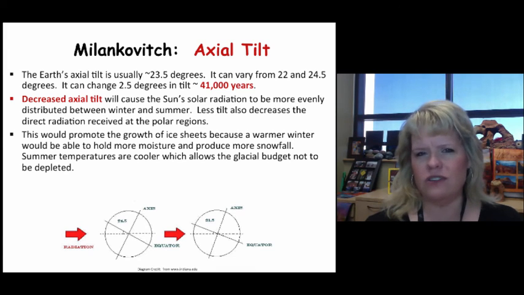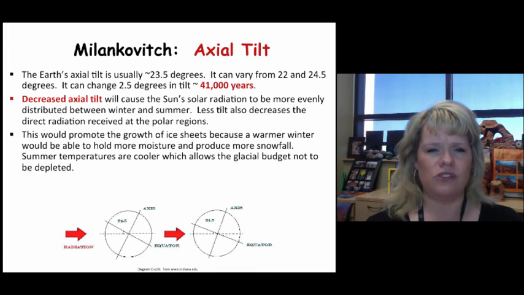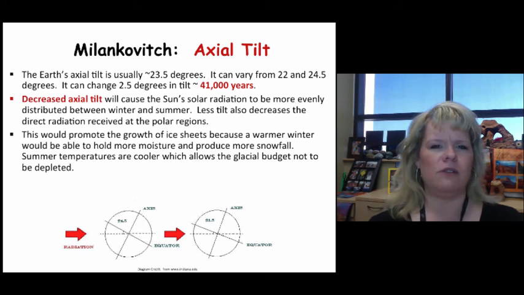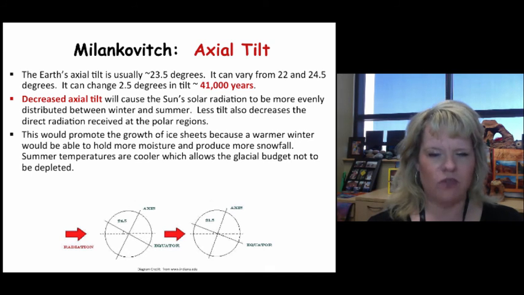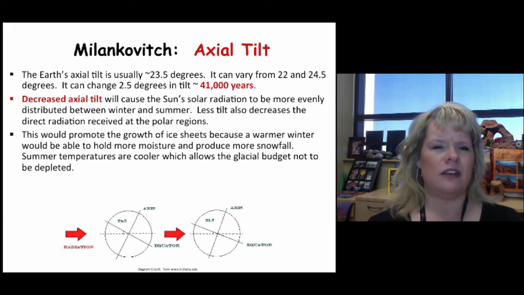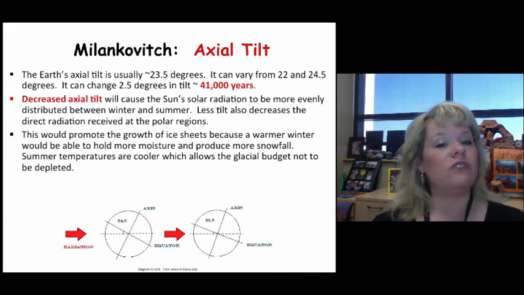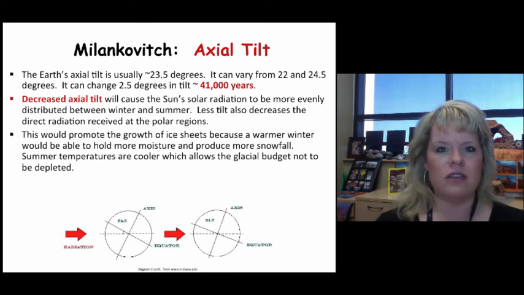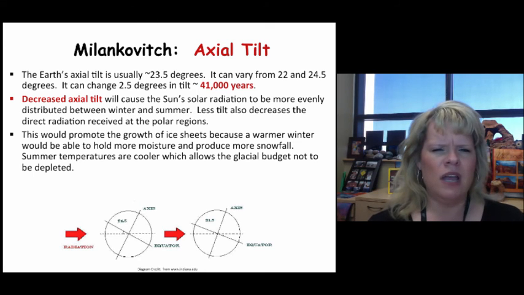When we have a decreased axial tilt closer to the 22-ish degree area, this will cause the sun's solar radiation to be more evenly distributed between winter and summer. But you're like, okay, well, that means that we'll have more equitable conditions. Let's just think about this for a minute. Less tilt also decreases the direct solar radiation seen and absorbed at the polar region. So while you may be correct in saying that that would be more equitable, I think you're thinking about the equatorial regions. So be careful on that to realize that we're talking about polar specifically in the Northern Hemisphere.